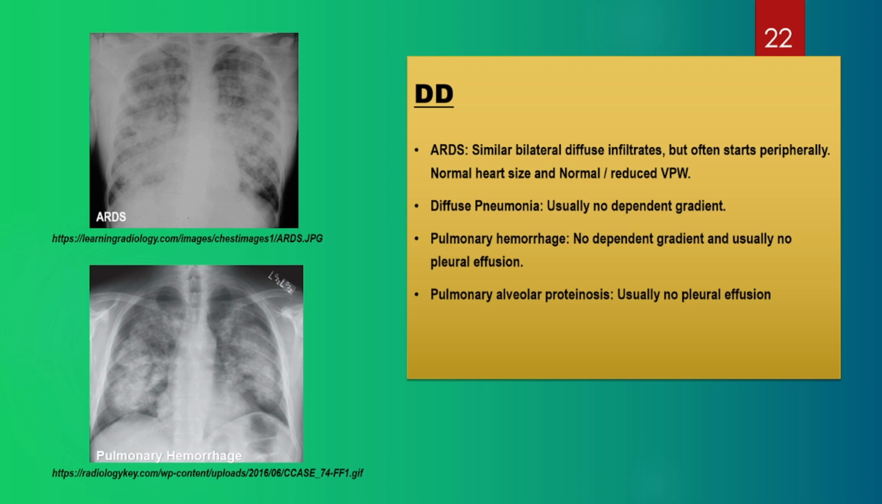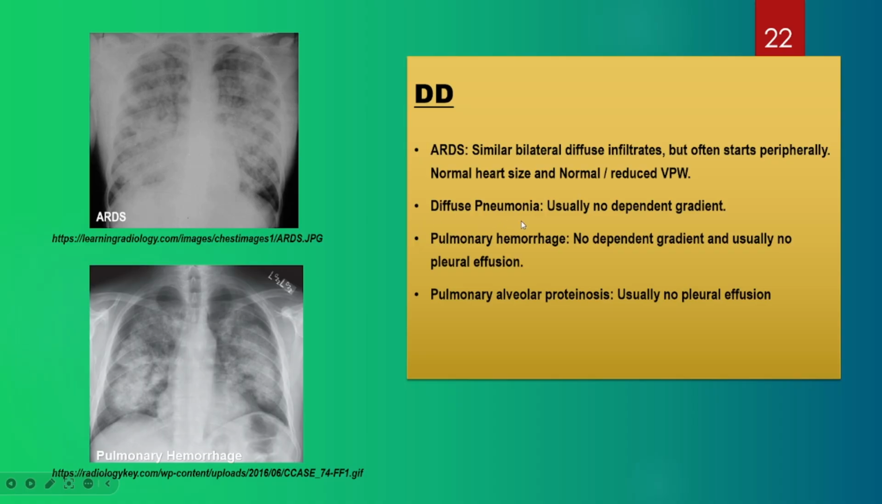There are many differential diagnoses, such as ARDS. The bilateral opacifications can mimic heart failure, but in ARDS, they usually start from the periphery. The heart size is usually normal, as well as the vascular pedicle width, which is normal or even reduced, and it is not usually associated with pleural effusions.